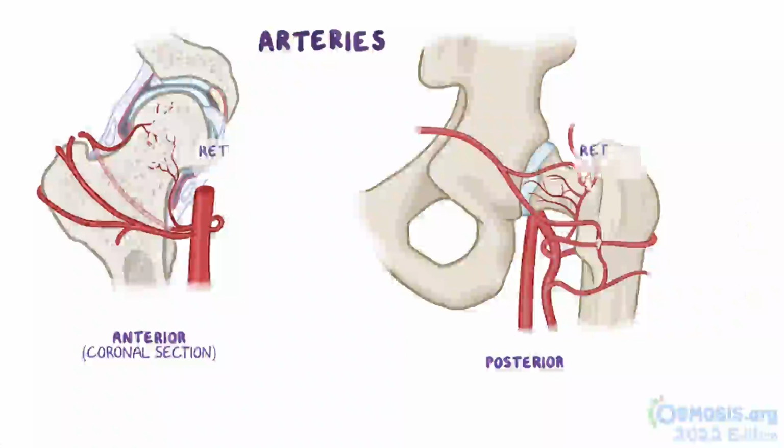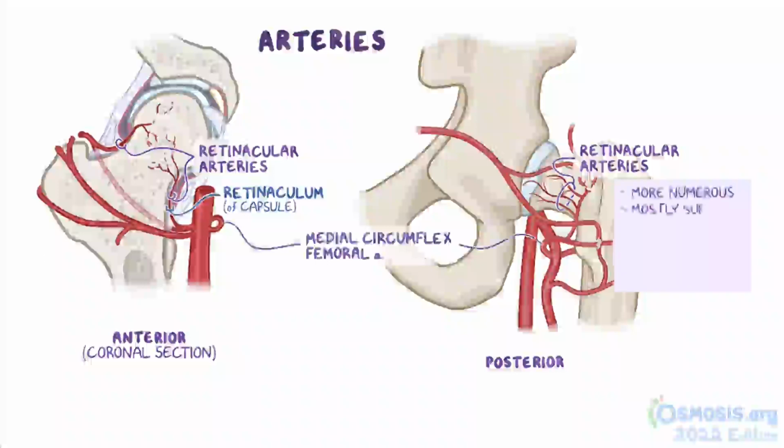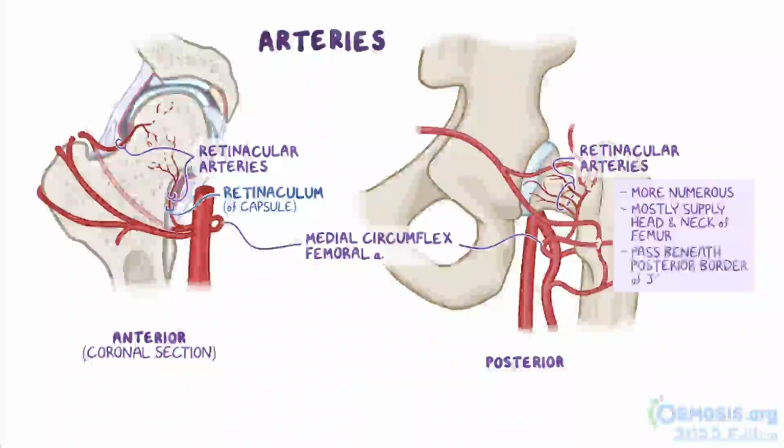Now let's look at the retinacular arteries in more detail. Generally speaking, these arteries run along the neck of the femur and through the retinaculum of the capsule, hence their name. Retinacular arteries arising from the medial circumflex femoral artery are more numerous and supply most of the head and neck of the femur because they are able to pass beneath the unattached posterior border of the joint capsule.